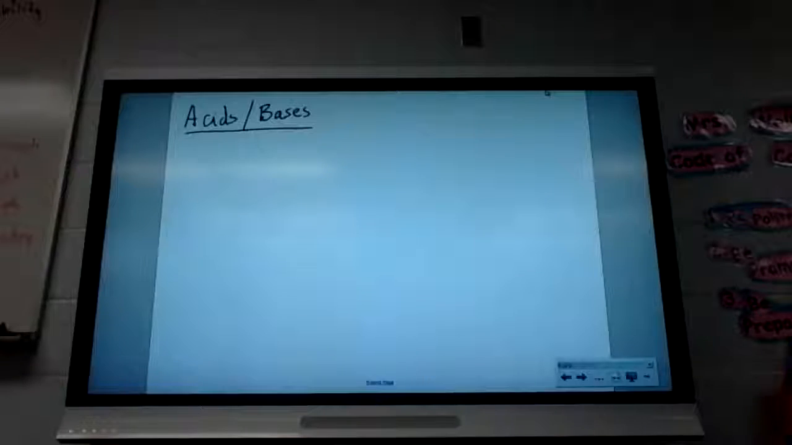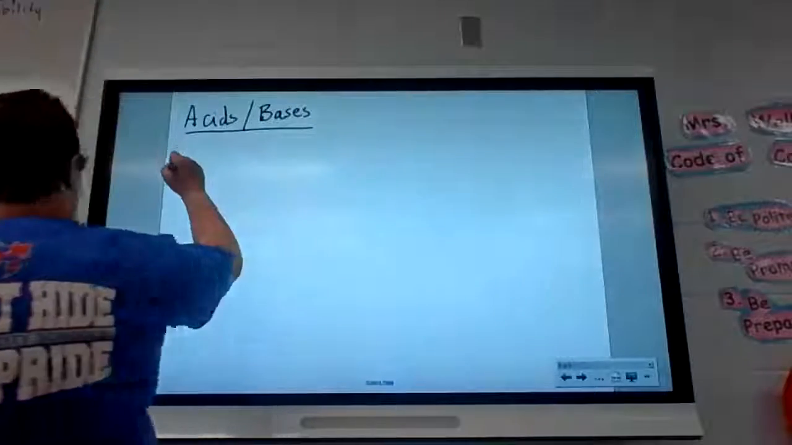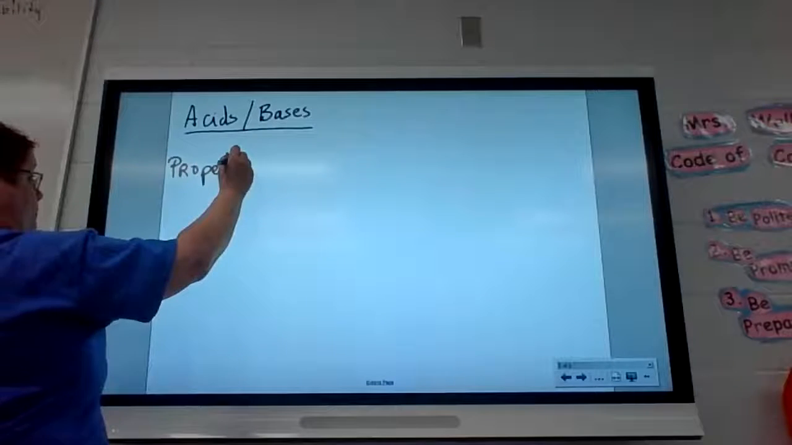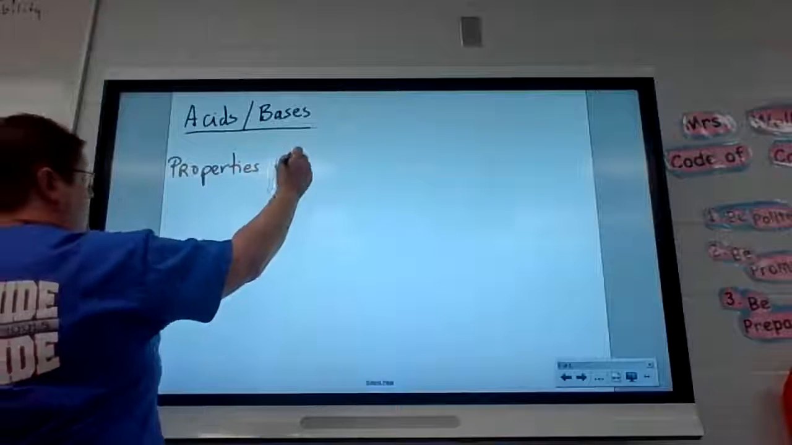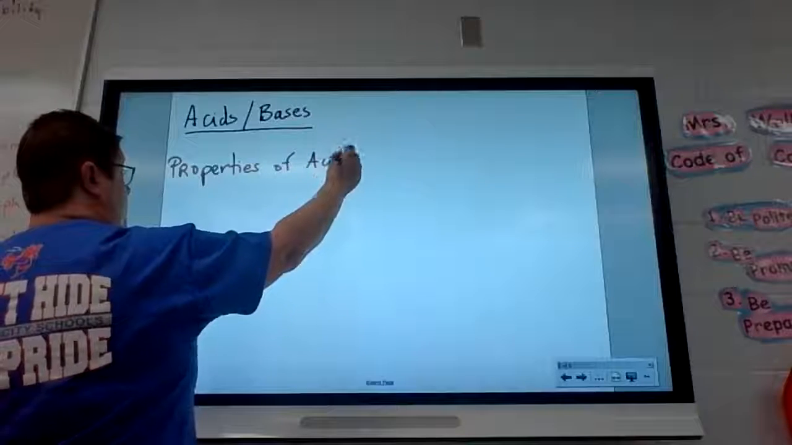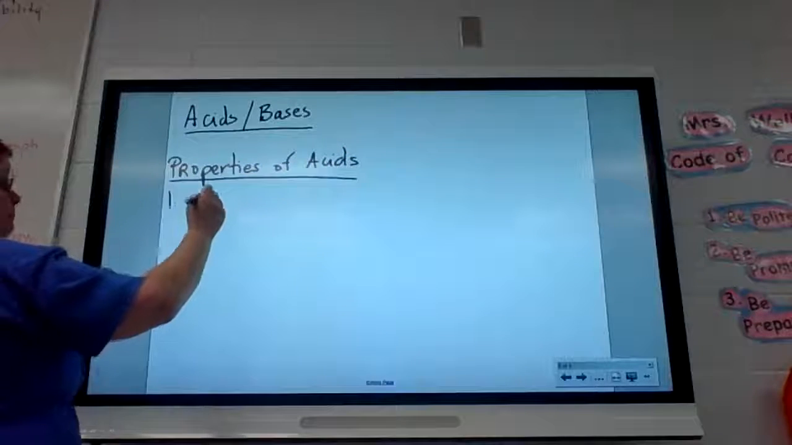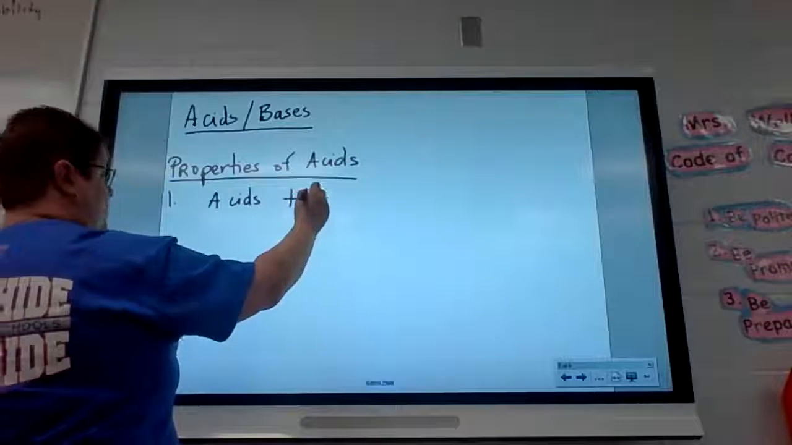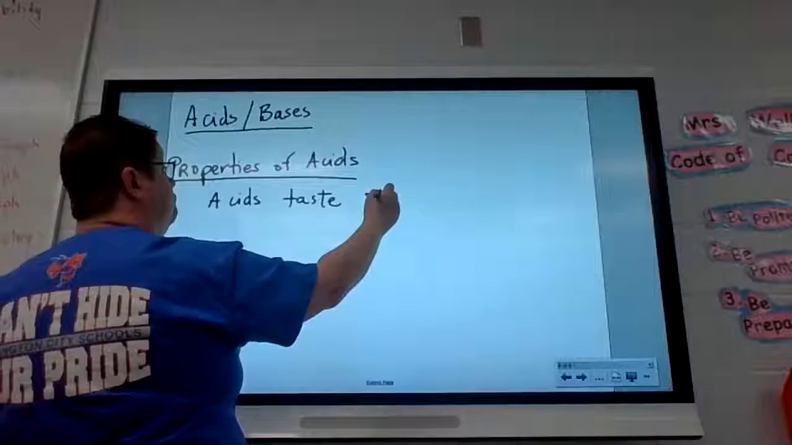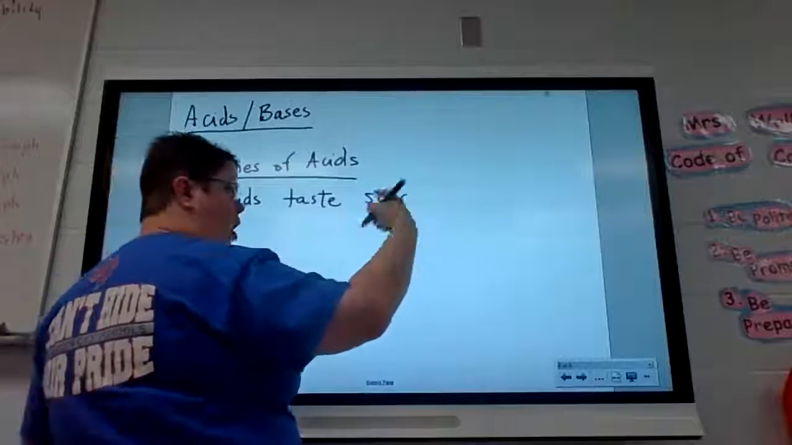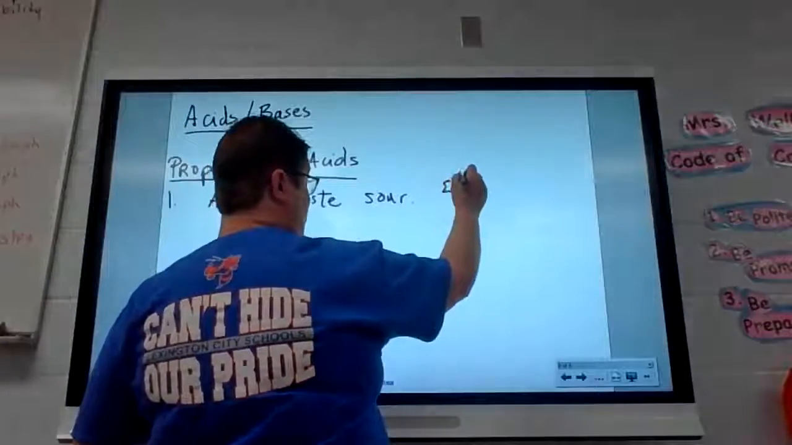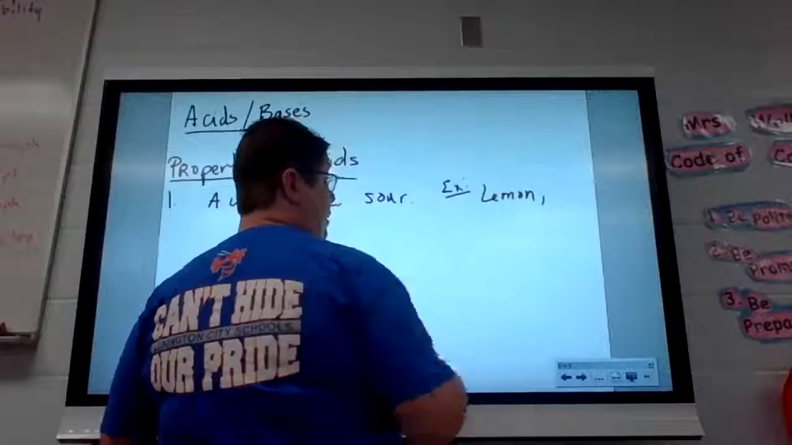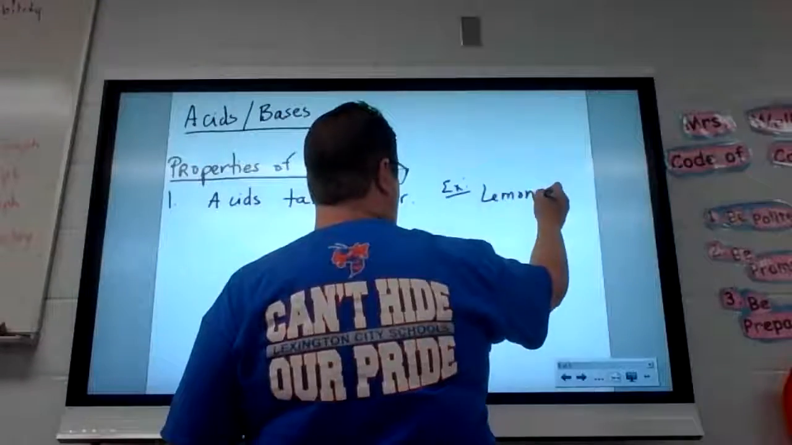Now, we're going to talk about properties of acids and bases. There are 5 properties of each. Okay, we'll start with the properties of acids. Number 1, acids are sour. Yep, acids taste sour, like citric acid. Okay, and y'all can name things, for example, lemons. Lemons have citric acid in them.